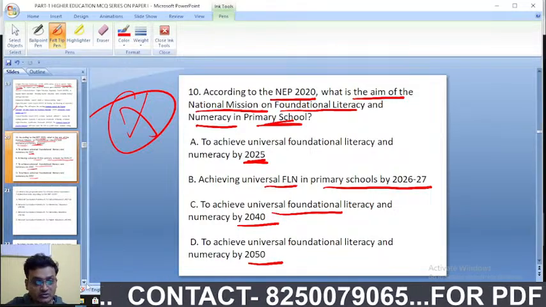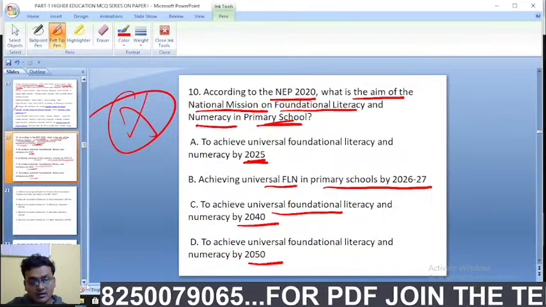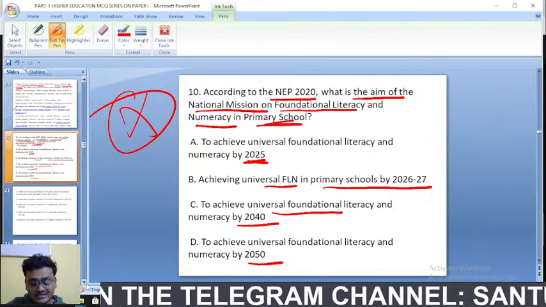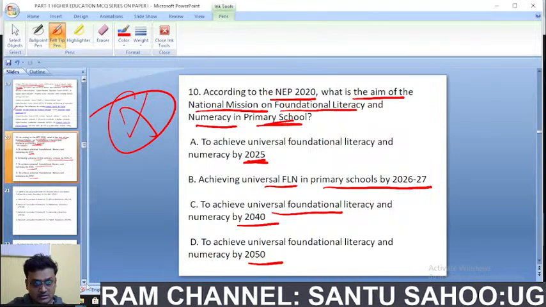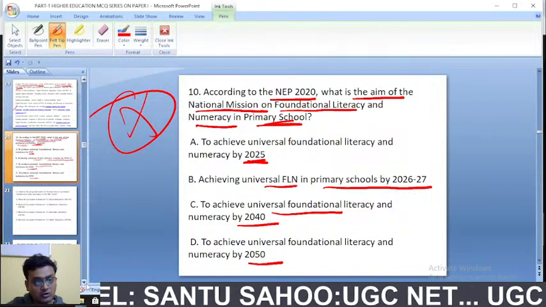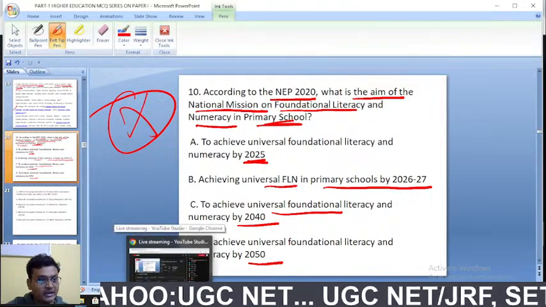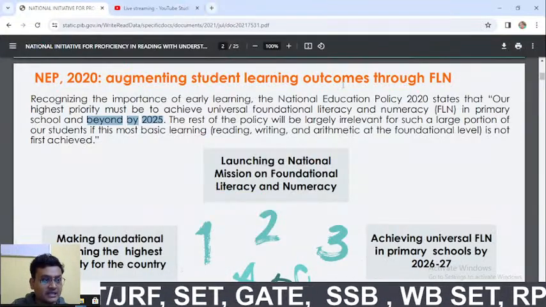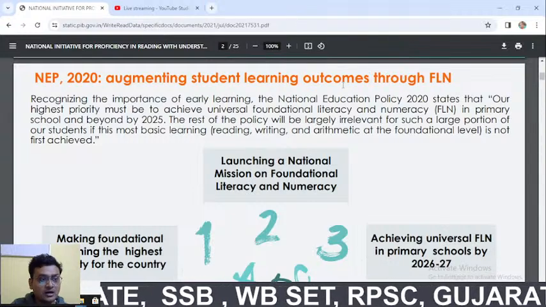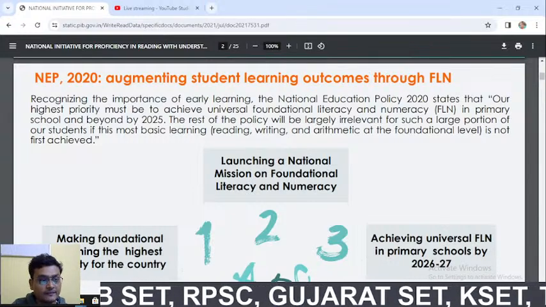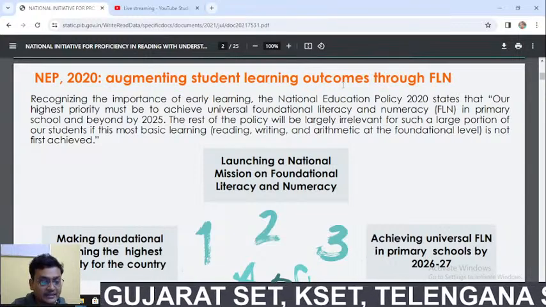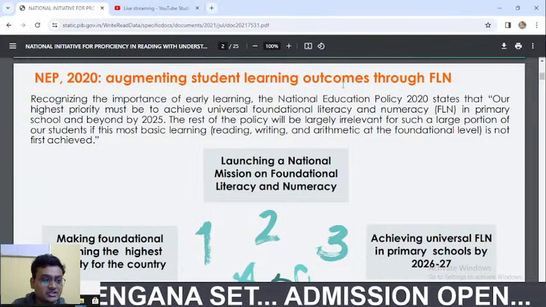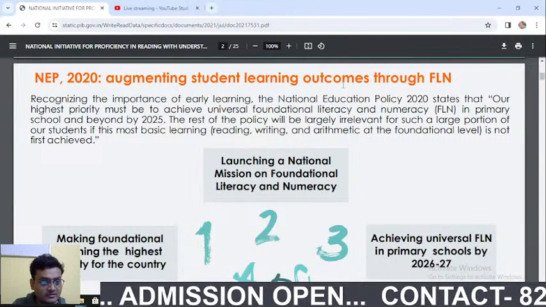If there is the option 2025, then there will be either 2025 or 2026 to 2027. Look, that's why I have the PDF here. Here is the NEP 2020, augmenting student learning outcomes through FLN. Here you see that our highest priority must be to achieve universal foundational literacy and numeracy in primary school and beyond by 2025.